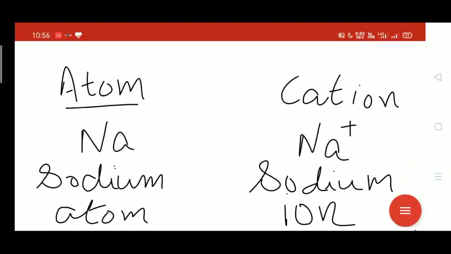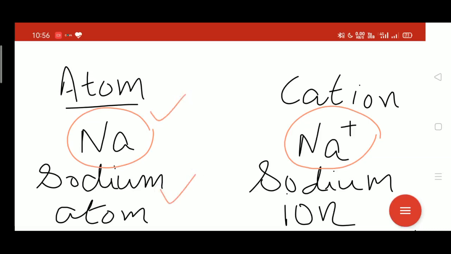Here is an example of how sodium can exist in atomic form as well as in ionic form. In atomic form, the symbol of sodium will be Na without any charge, that means it is neutral. But in ionic form, sodium will carry a positive charge, and its symbol will become Na+1. That means if we are saying sodium atom, then we are talking about Na. But if we are saying sodium ion, then we are talking about Na+1.